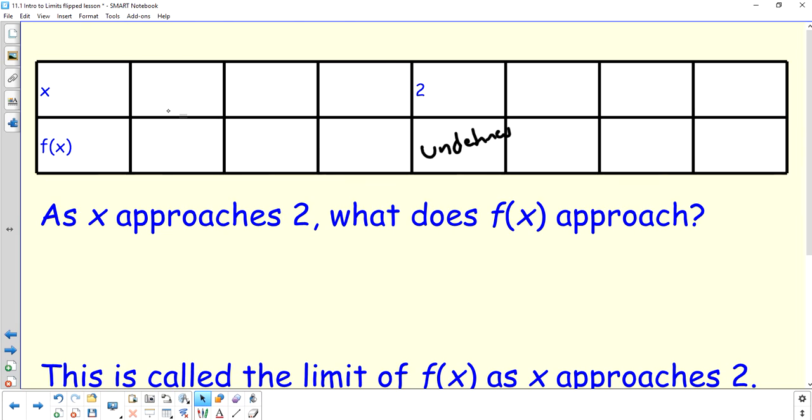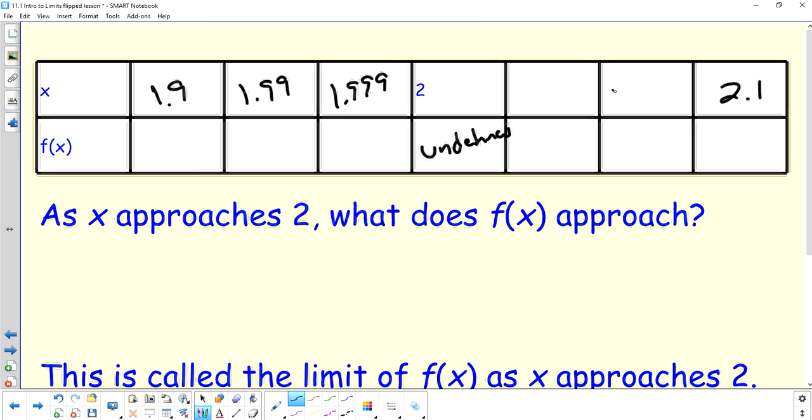I don't want to choose like -1, 0, and 1, because those are still relatively far away in terms of how many numbers exist between them and how small our incremental changes are. So I'm going to choose 1.9, 1.99, and 1.999. Those are getting really close to 2. I'm going to do the same idea on the right side, values that are greater than 2. So, 2.1, then 2.01, and 2.001.